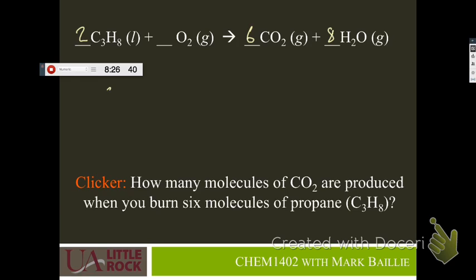make a table, how many carbons, hydrogens, and oxygens you have on each side to check your work. So on the left side, how many carbons do we have? 6. How many hydrogens? 16. And we have 2 oxygens. On the right side, we have 6 carbons. We have 16 hydrogens. And how many oxygens do we have? 20. So we have 6 CO2s. Each one of those has 2 oxygens, so that's 12 oxygens. And then over here, we have 8 more oxygens.